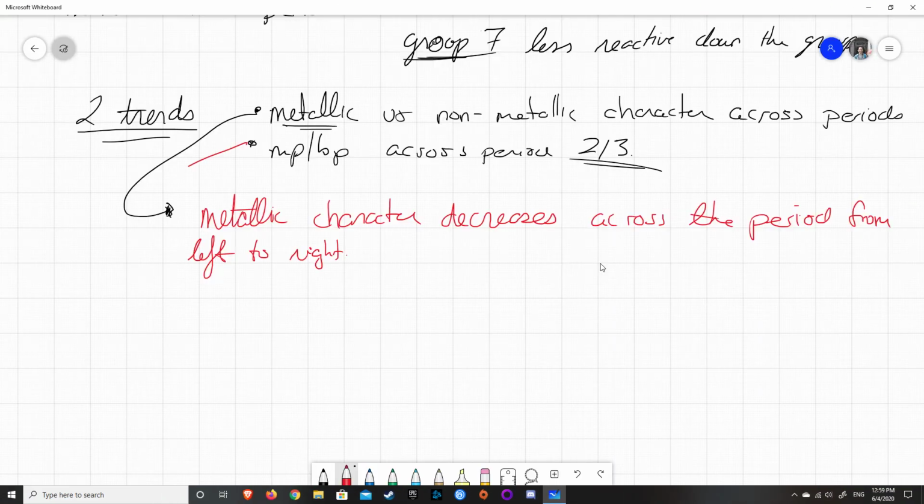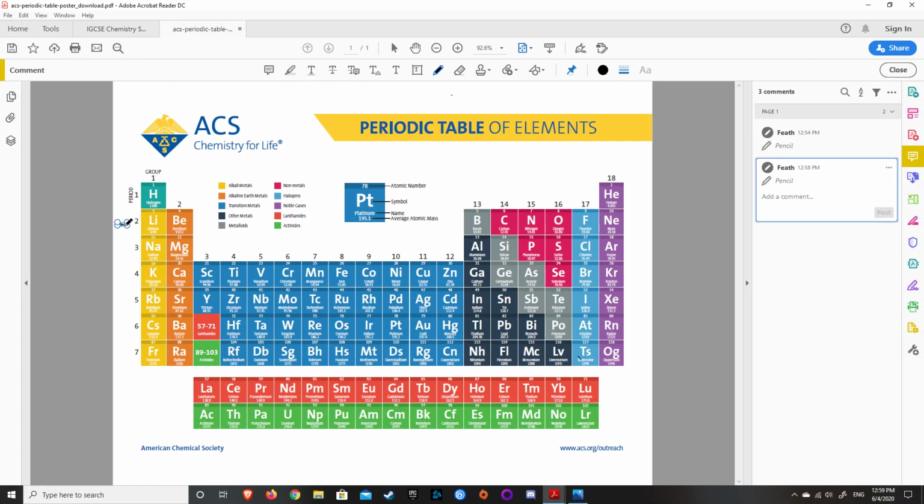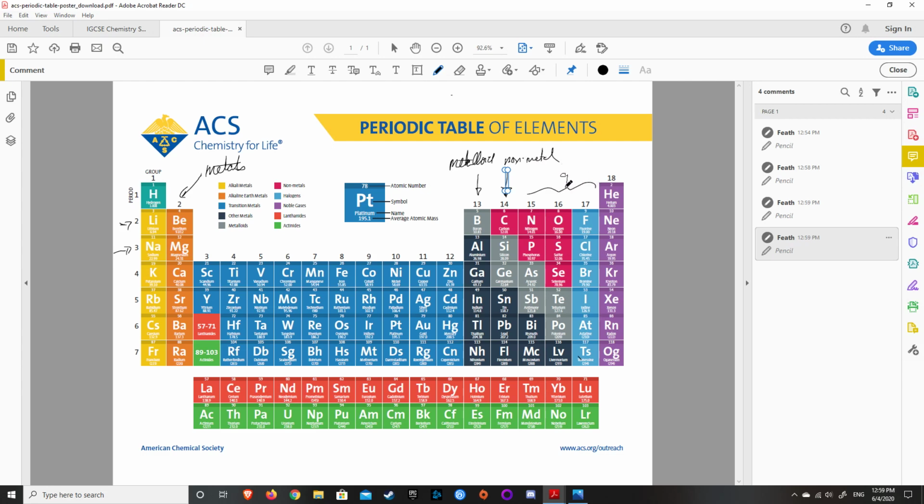And the second one, melting point and boiling point across periods 2 and 3. So let's look at periods 2 and 3 right now. We're looking at this period, and this period. We've got metals, we've got a metalloid right here, carbon, a non-metal. And then we've got our ones that are typically gases.